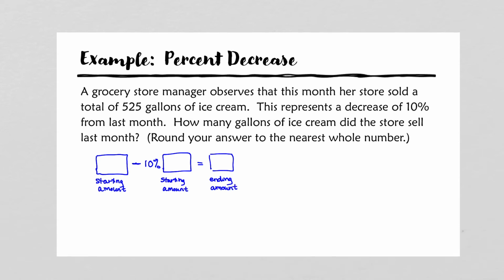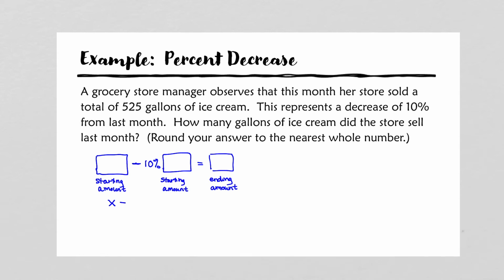So let's see what the problem says and fill in all the blanks. A grocery store manager observes that this month her store sold 525 gallons. This was a decrease from last month. So in this particular example, notice we don't know how many gallons we started with last month. So in this particular example, X is representing our starting amount.